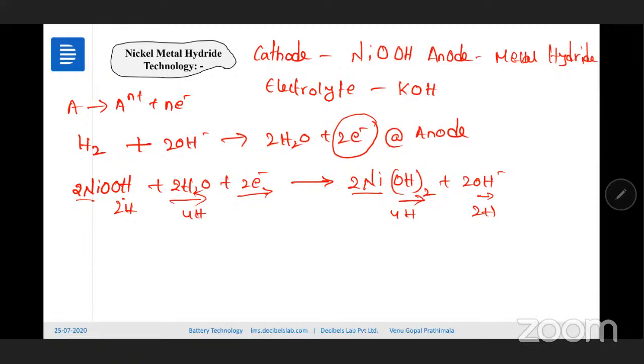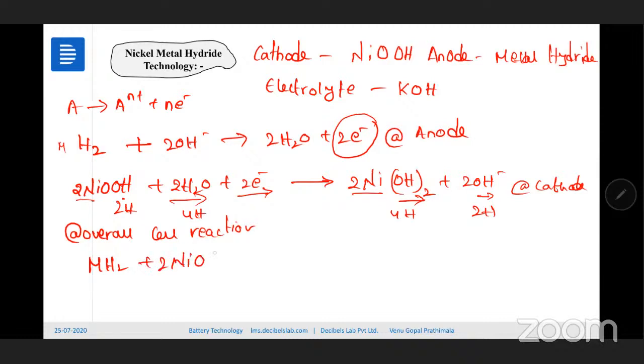So now the overall reaction. It's just like adding both the anodic reaction and the cathodic reaction. So the overall reaction: metal hydride, here you can just keep MH also, because it is just metal hydride, that's why. Plus 2 times nickel oxyhydroxide gives rise to metal plus 2 Ni(OH)2. Okay, so this is the overall cell reaction.